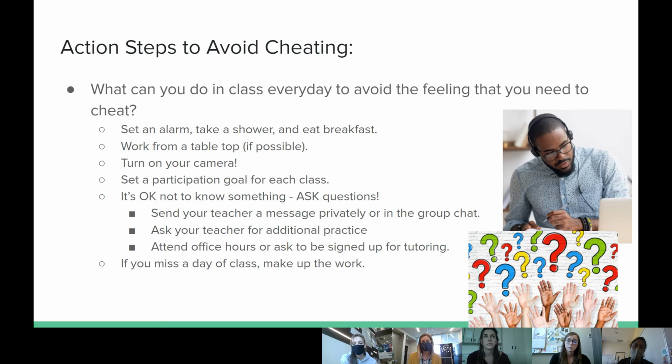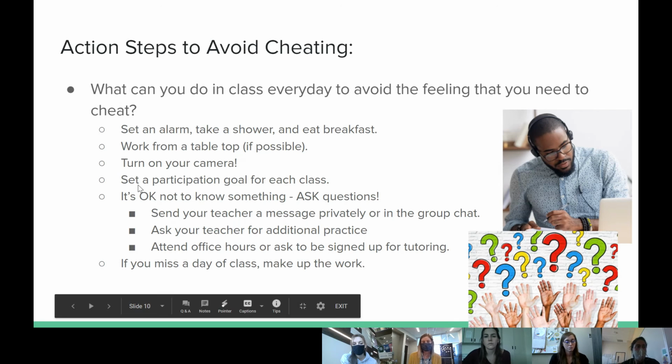And so I wanted to point out some things that you could do every day in class to make sure that you are really learning the material on a day-to-day basis. Some of these we've talked a lot about, like when you're learning from home, set an alarm, take a shower, eat breakfast, find a space in your house where you can sit at a tabletop, if that's possible for you. Turn on your camera. Maybe set a participation goal for every class.